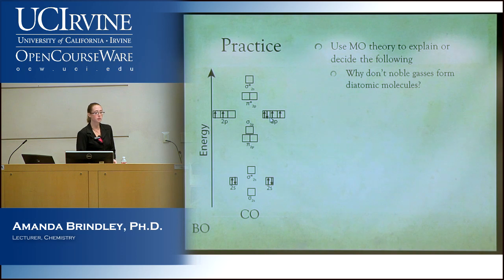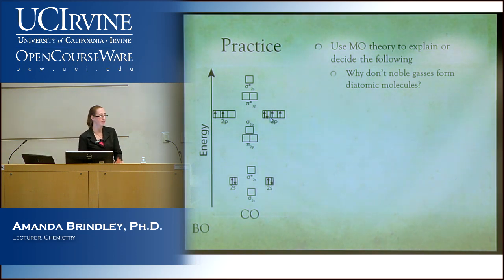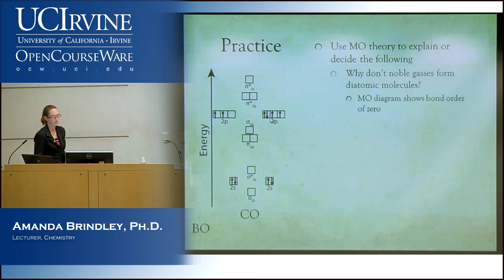0, right? So what happens is that if you were to form a bond, you would have the exact same number of electrons in the bonding orbitals as the antibonding orbitals. And so it's going to be pulled apart. You're going to have a bond order of 0. There's nothing that's going to be holding it together. So an MO diagram, if you draw it out, would show a bond order of 0.